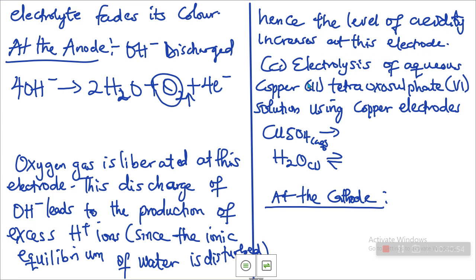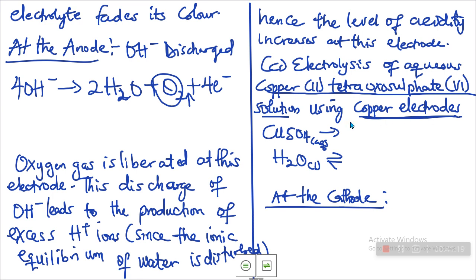Now let's go to this one. It is different from all of them. So this is called the electrolysis of aqueous copper(II) tetraoxosulfate(VI) solution using copper electrodes. So here we use copper electrodes, having copper(II) tetraoxosulfate(VI) solution, and we still use copper electrodes. So this one is quite different.